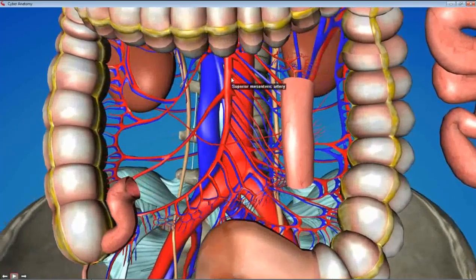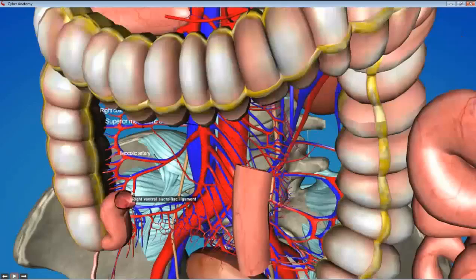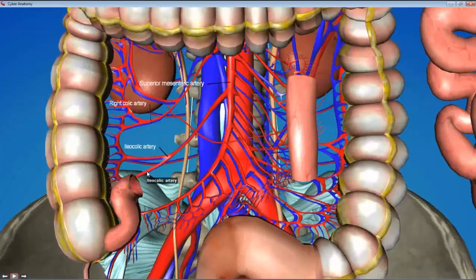So we can see the artery and the vein here side by side. And then the colic branches, there's one branch that will continue down to supply the ileocecal junction. Occasionally this is really more of a continuation of the SMA as it reaches its termination, but in this case there's definitely a distinctive branch. There's also a branch that is supplying the ascending colon. This would be the right colic artery.